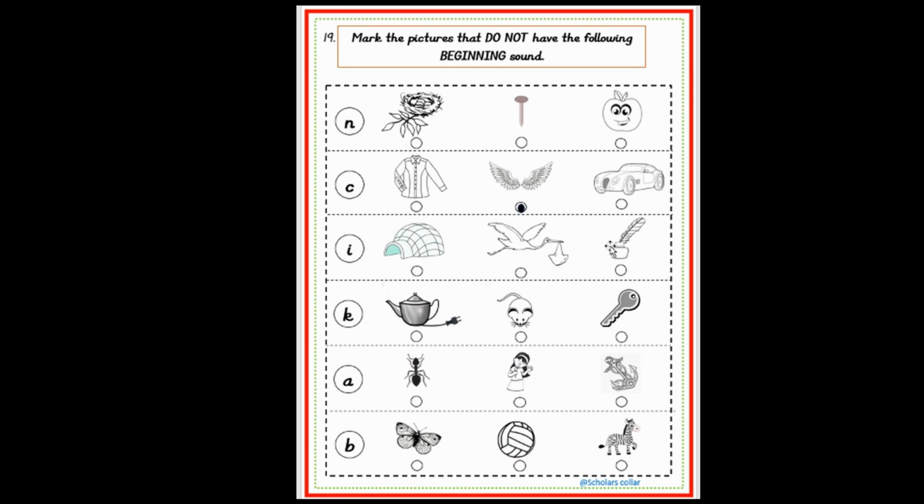Igloo has the I sound, ink has the I sound, but stork does not. So we're going to mark that. Kettle and key have K, but mice does not. So we're going to mark that. Ant and anchor have the A sound, but sing does not. So we're going to mark that. And butterfly and ball have B sound, whereas zebra does not. So we're going to go ahead and mark that.